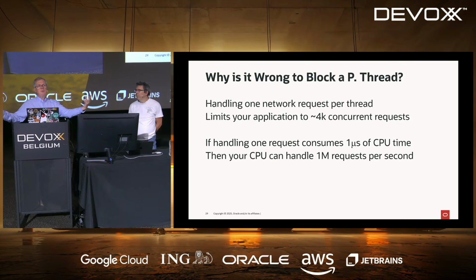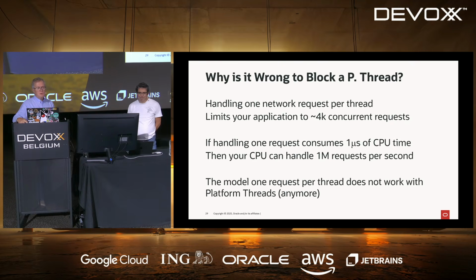But due to this programming model that you're using, one network request per thread, the limiting factor is actually the number of threads you can have, which is only a few thousand. So you're missing a factor of 1,000 between what your CPU can do and what your OS can give you as thread resources. And this gap needs to be fixed, because a factor of 1,000 is a lot. So it means that the model, one request per thread, does not work with platform threads. This is the conclusion.